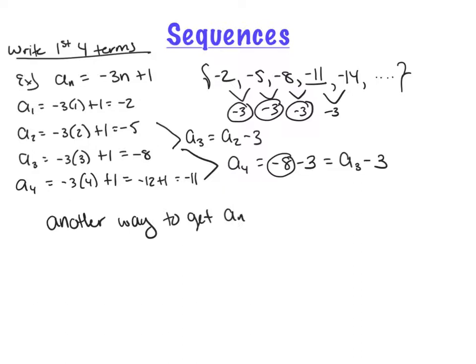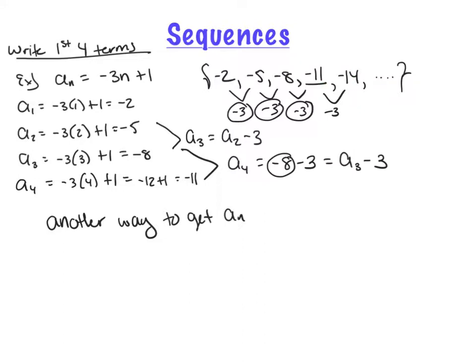So what this means is, to get the third term, take the second term and subtract 3. To get the third term, take the second term and subtract 3 more. To get the next term, take the third term and subtract 3 more. To get the next term, take the fourth term and subtract 3 more.